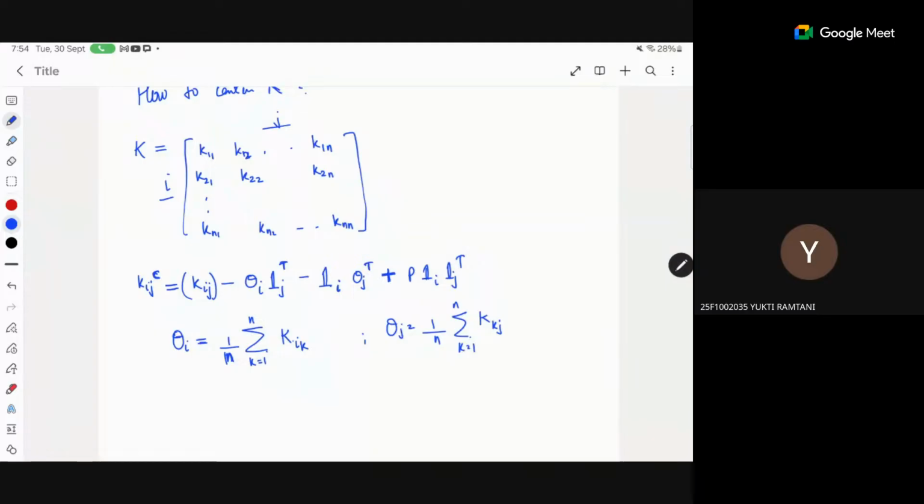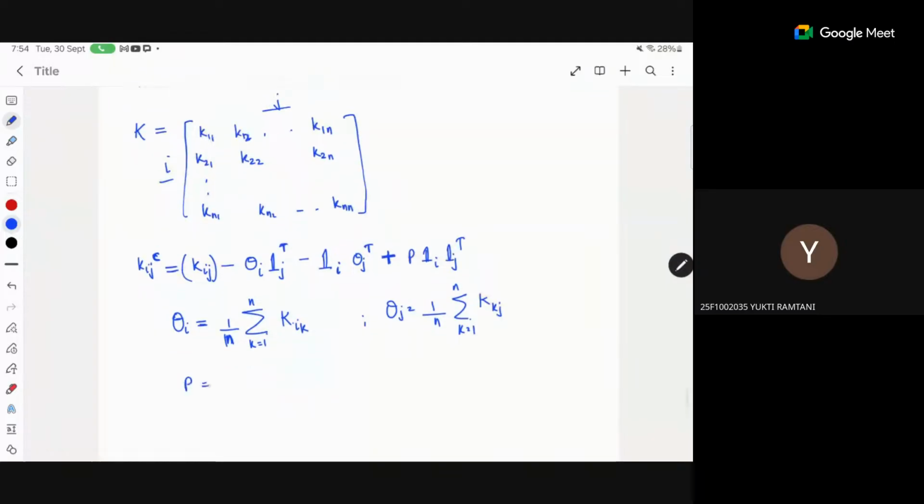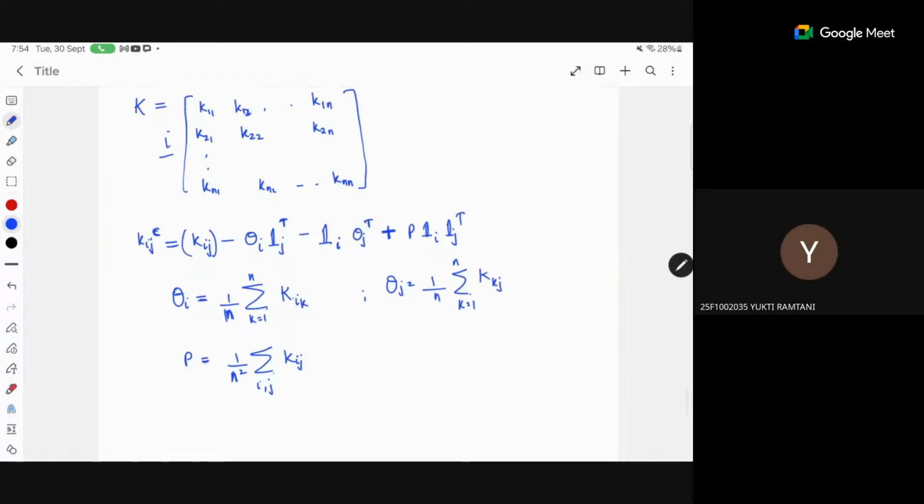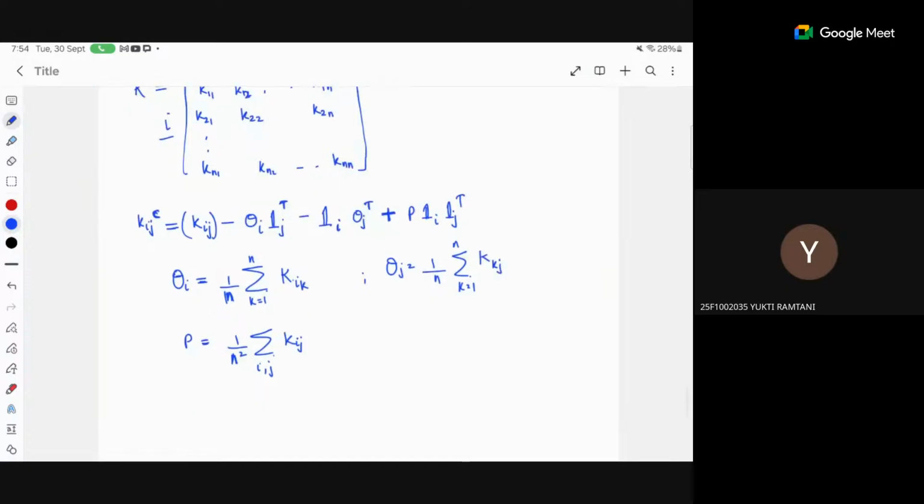K is varying from 1 to n. What is this p? P is this 1 upon n square sum over k_ij for all ij. You just basically take the whole element, sum it over, and divide it by n square. This is my p.